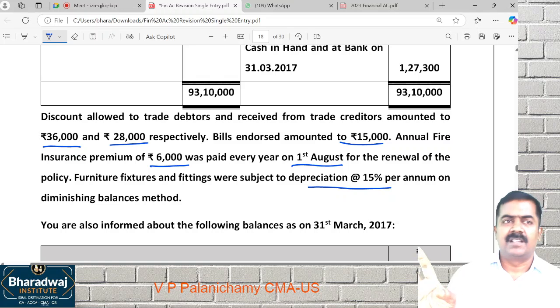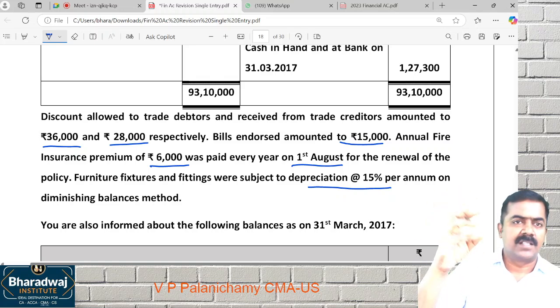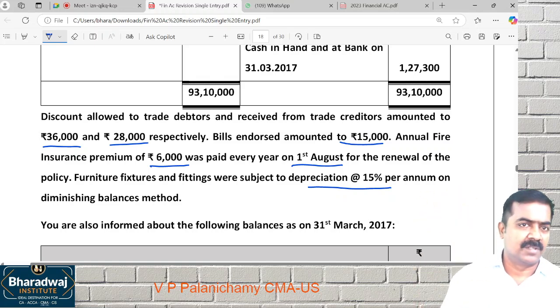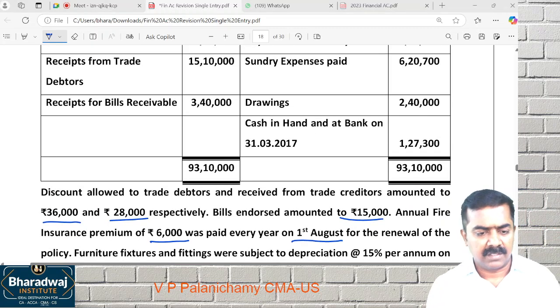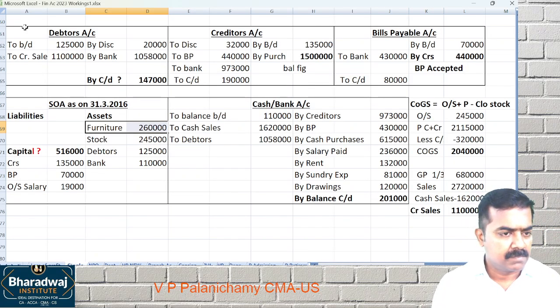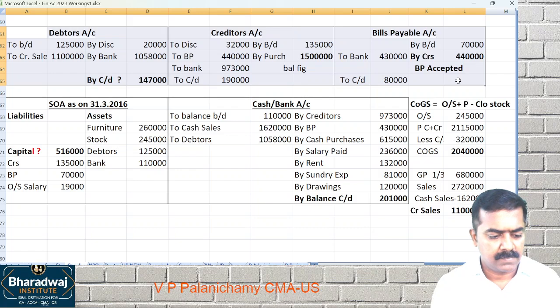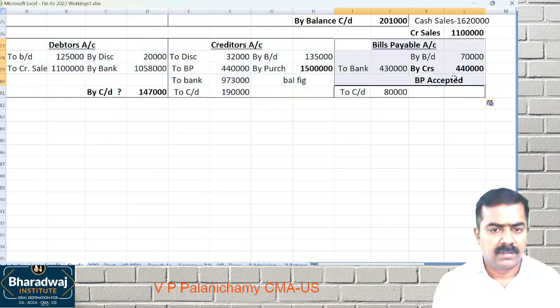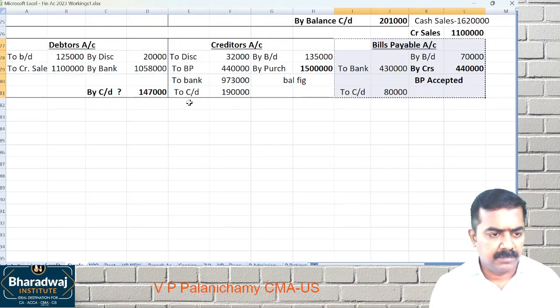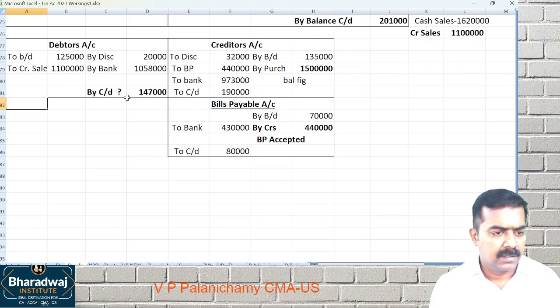So in the question we will prepare which accounts? Debtors, bills receivable, creditors and which account? Bills payable account, and we will see the prepaid and other expenses. Then we will see the main answer. Shall we start? And we need to prepare the bills receivable account also.